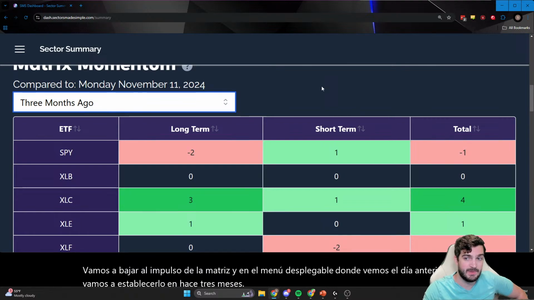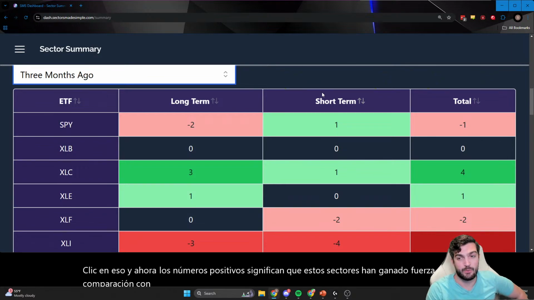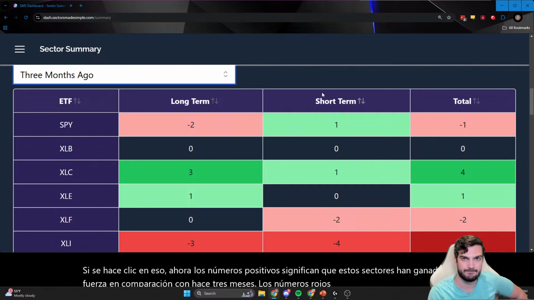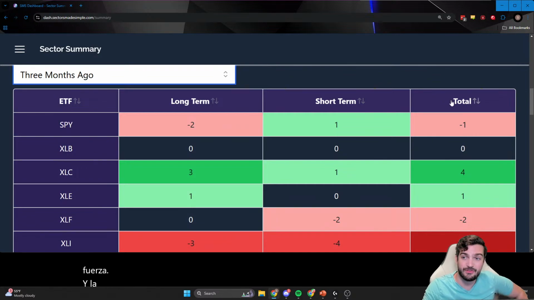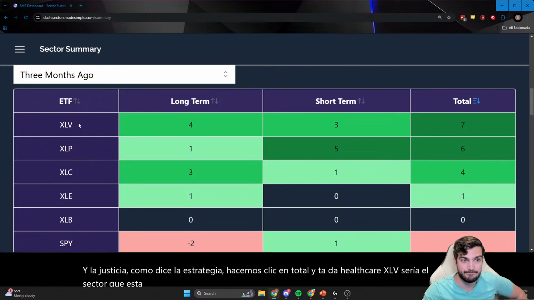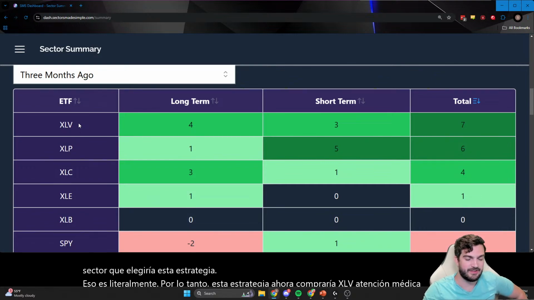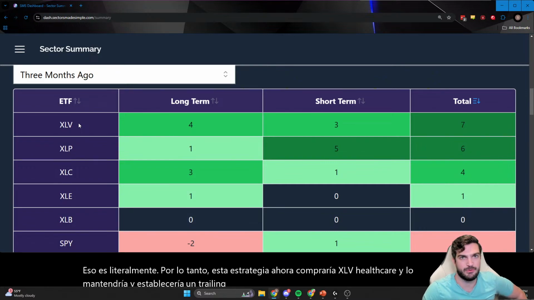Click that, and now positive numbers mean that these sectors have gained strength compared to 3 months ago. Red numbers mean they have lost strength. And just like the strategy says, we click on total, and ta-da, healthcare. XLV would be the sector that this strategy would choose. That's literally it. So this strategy would now buy XLV, healthcare, and hold it and set a trailing stop on it of maybe 5%.